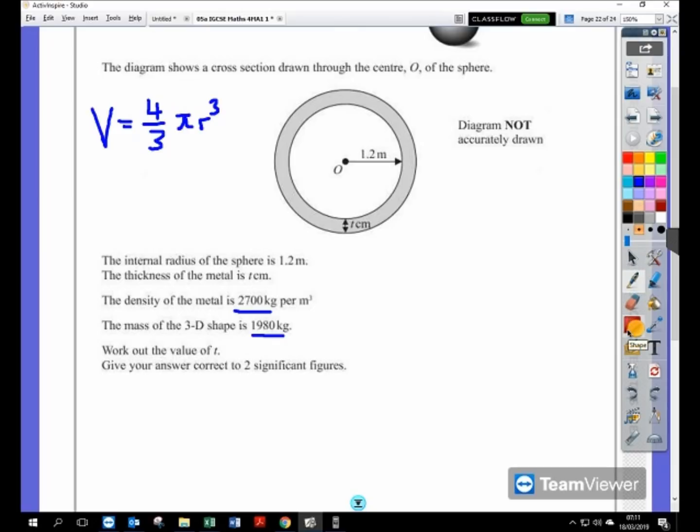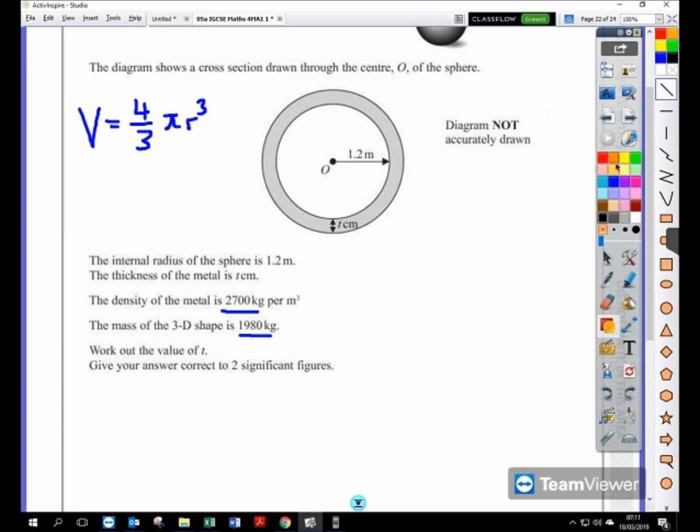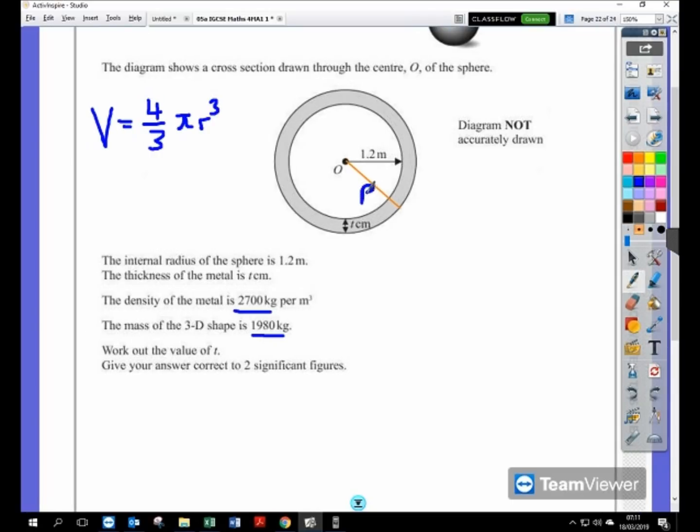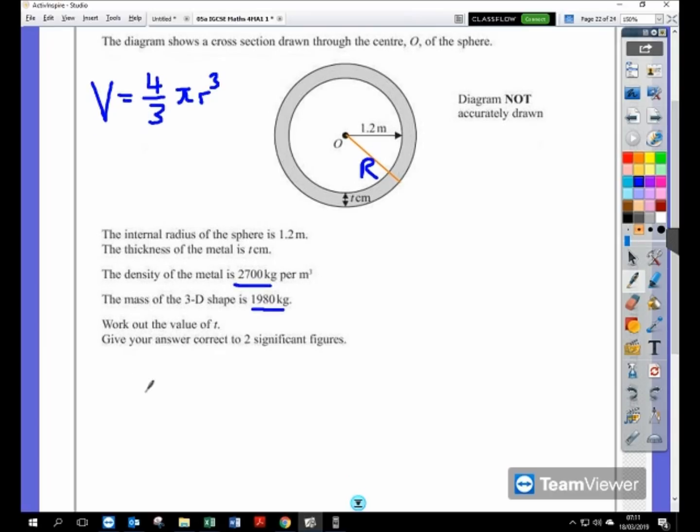Now I'm going to call the radius of the big sphere, well, it should be 1.2 plus t, but you have to be very careful here because t is in centimeters and the radius of the inner sphere is in centimeters. So what I'm going to do is introduce another letter. I'm going to call the radius of the big sphere r, capital R. So like this.